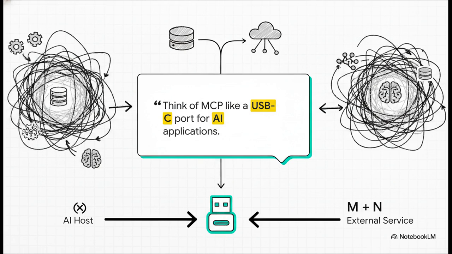Before this protocol, if you had multiple AI models and multiple databases, you were stuck building and maintaining a chaotic M times N matrix of custom integrations. By implementing MCP, both the AI host and your external service follow a shared protocol. It literally shifts the math from an unscalable matrix to a clean M plus N implementation.